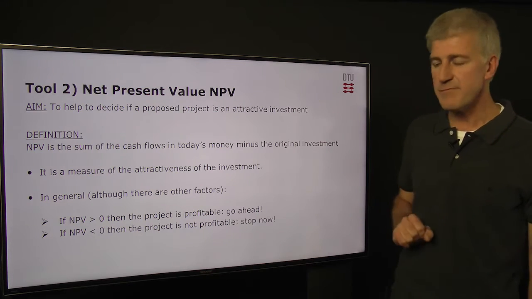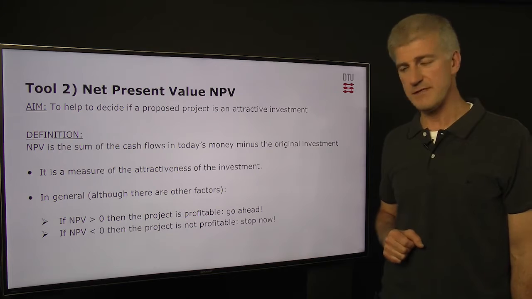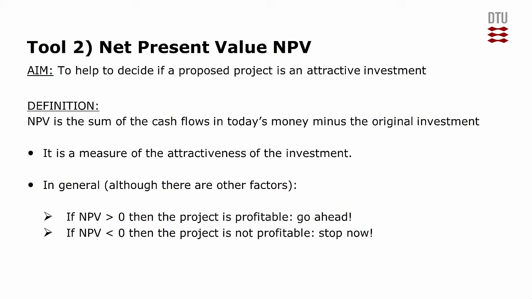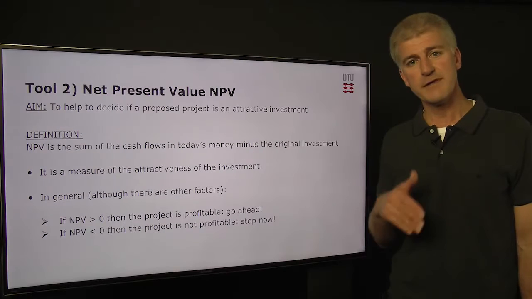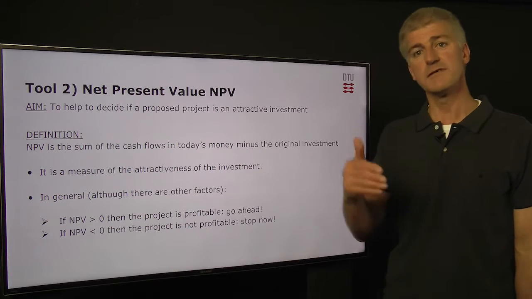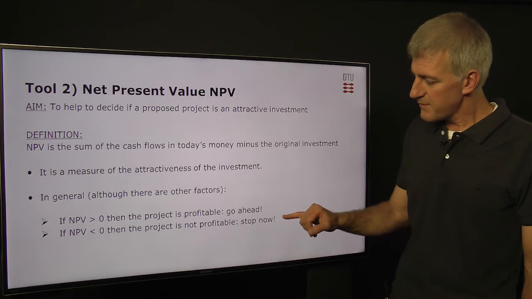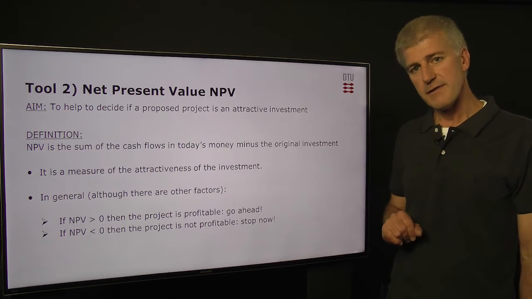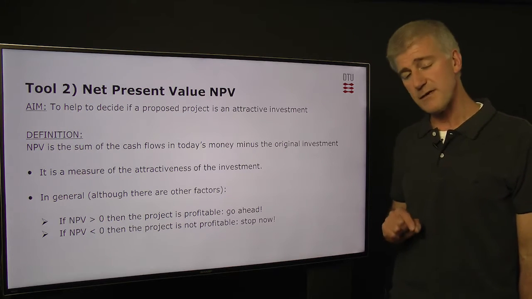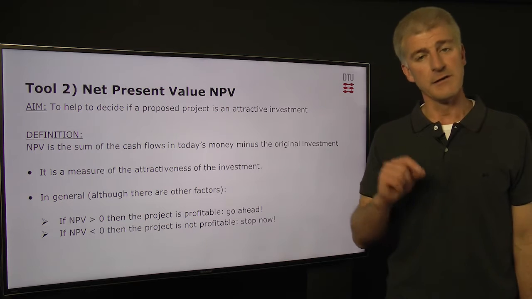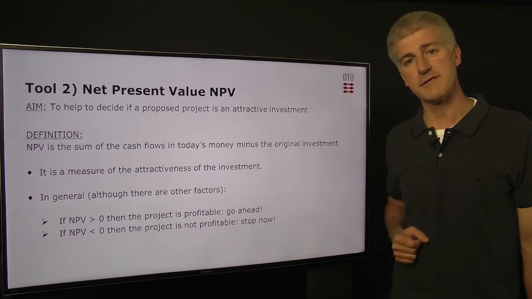And what we get out is a measure of the attractiveness of this investment. And in general, although there are many other factors, if the NPV is greater than 0, then the project will be profitable and we should continue with it. If it's less than 0, then it's likely that the project is not going to be profitable and we should stop and look at why, or we go on to a different project.